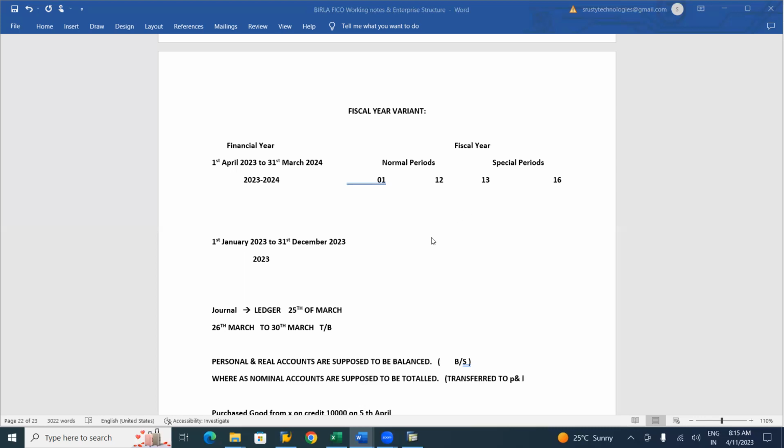Is this clear, everyone? How many periods can we have? Maximum 16 periods. Nothing but extra periods are 4, apart from your 12 normal periods, making 16. It's not mandatory that every company will open 16 periods. It depends on their volume of transactions. If transactions are more and more, then they probably require 4 periods, 4 months, for audit purposes.